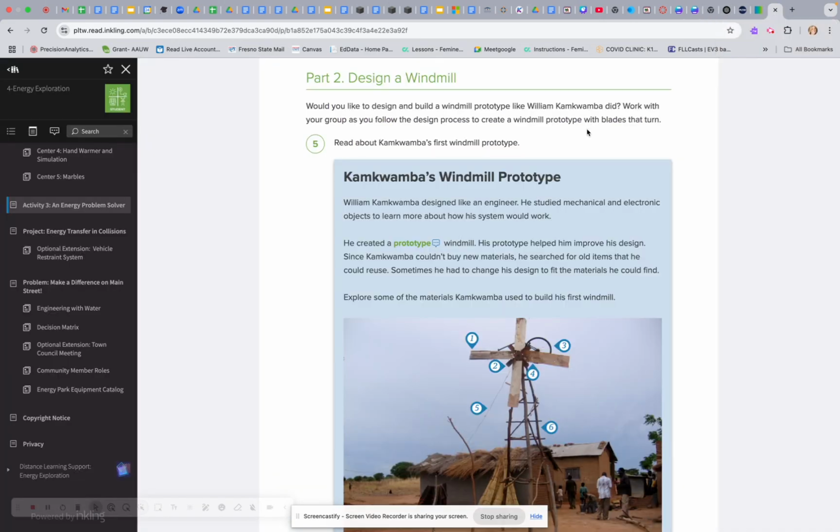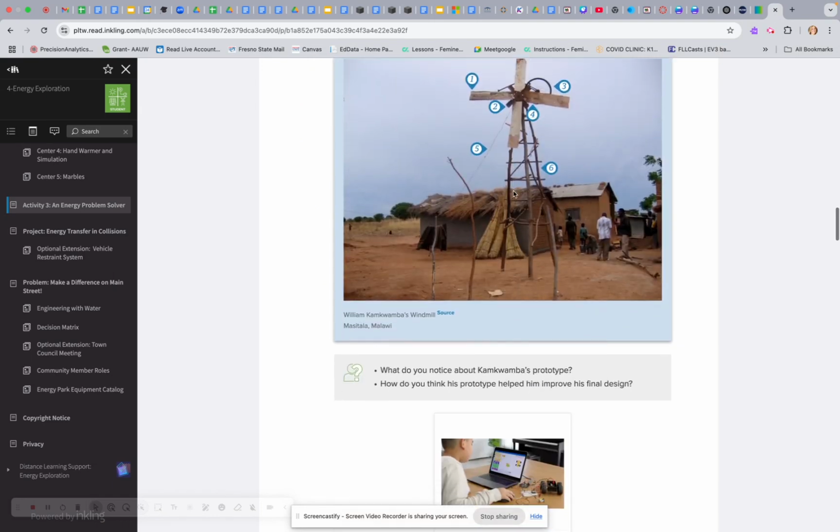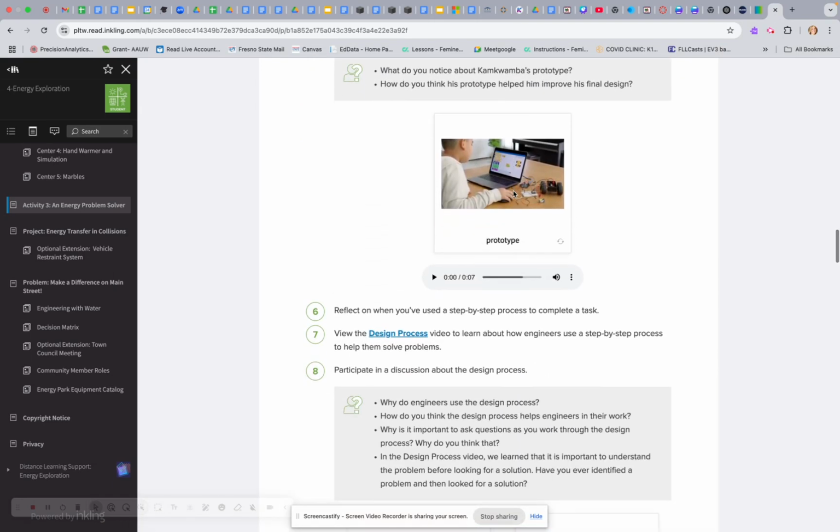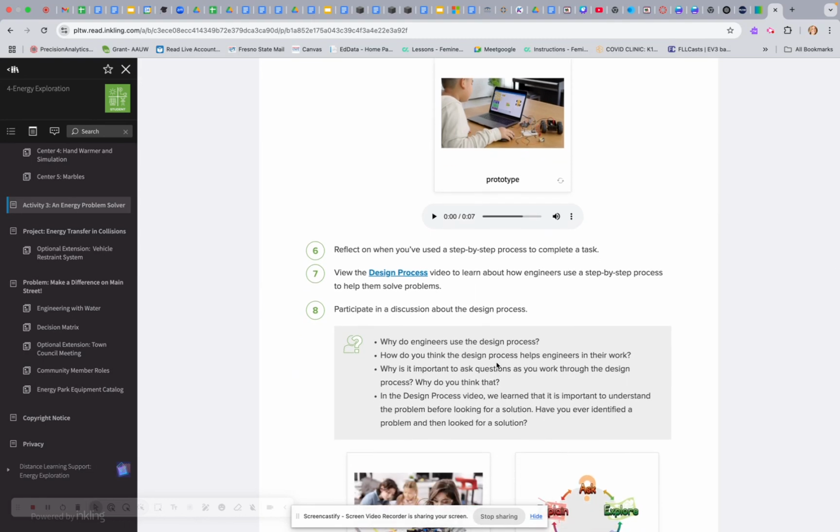Lost my spot. So you could just talk about that you're going over the windmill, you're going over the design process, and they're building a windmill. That actually will take a long time. It should take a long time because you need them to be exploring. And I'm sure there's something in here for them to do in their launch log. I just haven't found it yet.